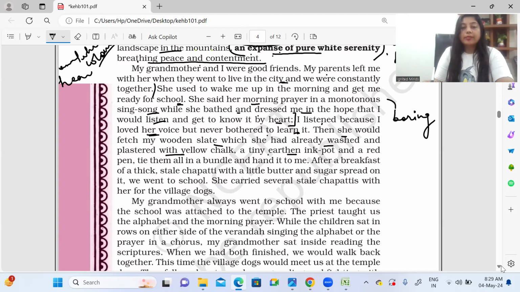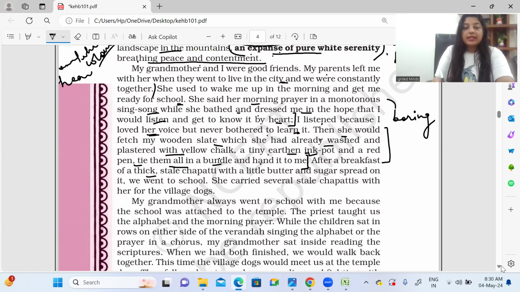chalk, a tiny earthen ink pot, and a red pen, tie them in a bundle, and hand it to me. So you can just understand from these four lines. Now you go to your school, you carry a pencil box, and a bag, and notebooks, and diaries, and so many things. But we are talking about the time when the narrator was learning and studying on a wooden slate. So imagine how old the times we're talking about are, right? He had an ink pot also. He did not have a proper pen as well. And she used to tie everything into this bundle and give it to the narrator, saying this is your thing that you have to take to school and study.